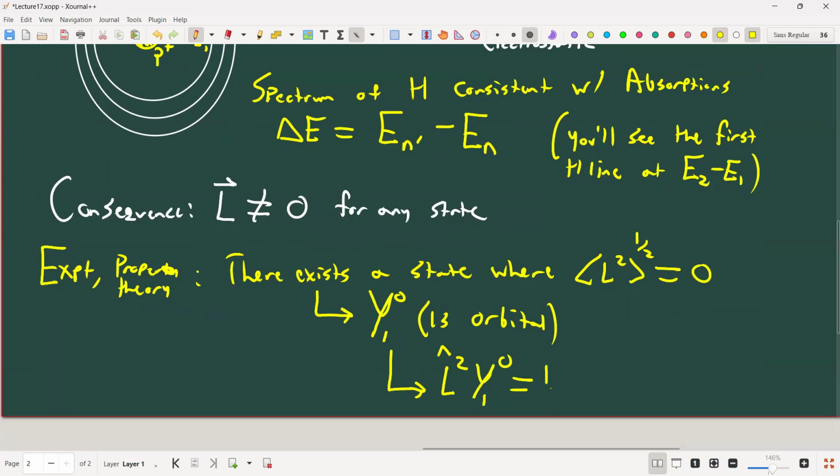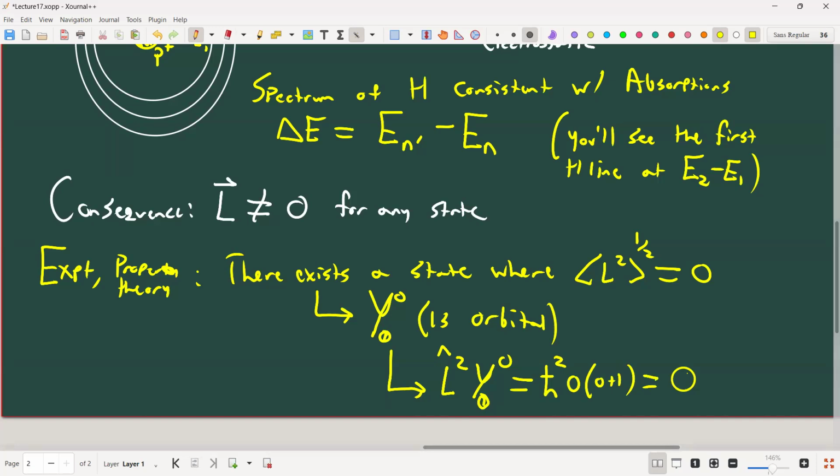10, which is h bar squared. Oh, sorry, this is 0, 0. I apologize. 0, 0. L equals 0, m is equal to 0. 0 times 0 plus 1, which is 0. Okay, so it has no L squared. L squared is 0 for this system. That does not mean L is 0.